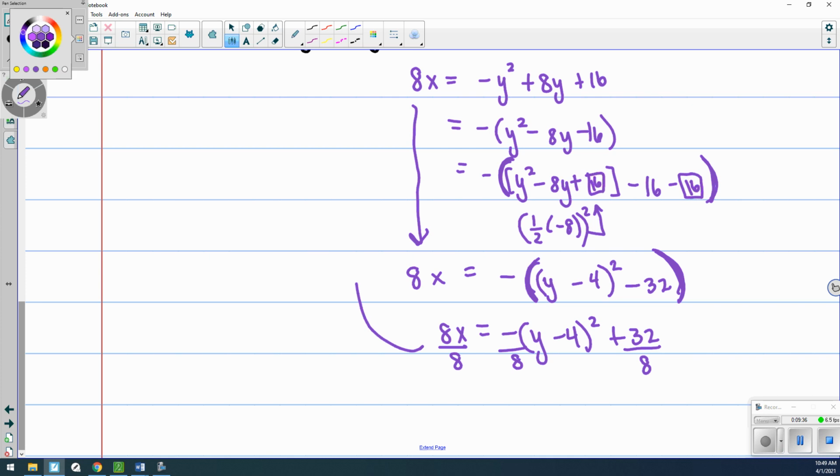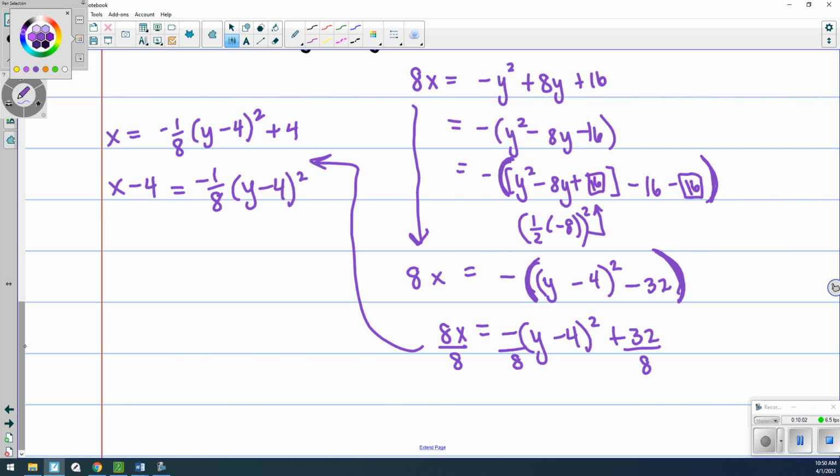All right, I don't know about you, but you're probably about out of room on that page. So I'm going to come over here. x is equal to negative 1/8. That's my a value. y minus 4, quantity squared, plus 4. Again, conforming to what I have along the top of my paper. This would look like x minus 4 is equal to a times y minus 4 quantity squared.